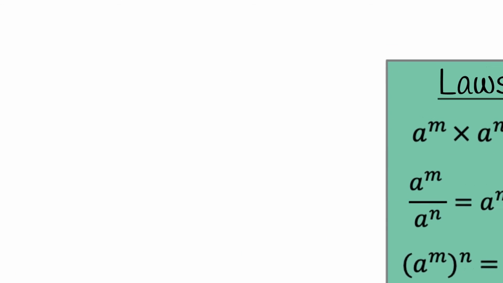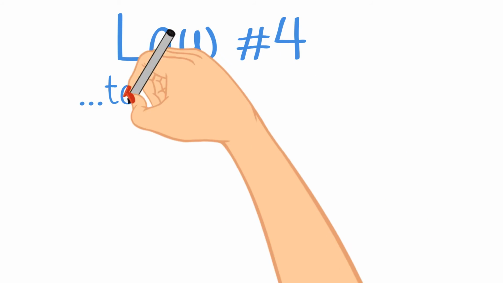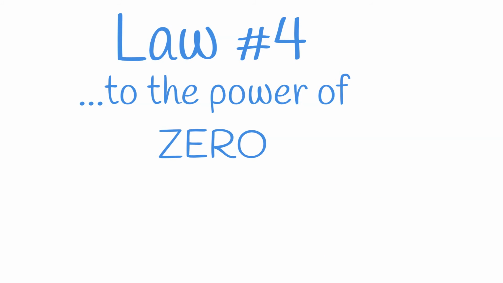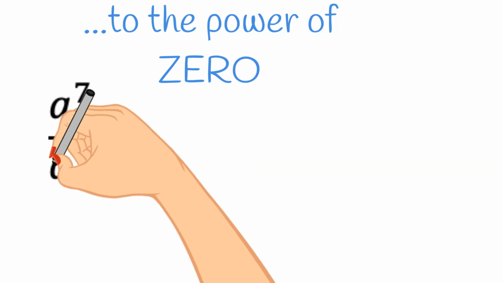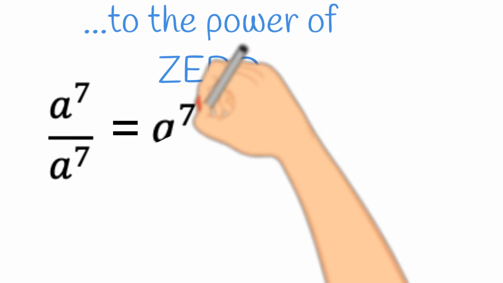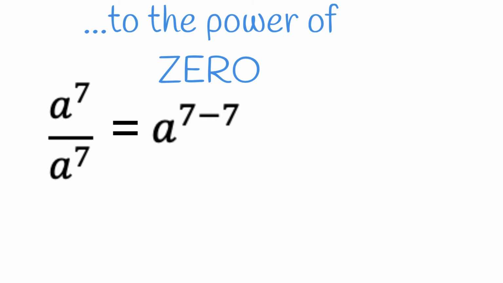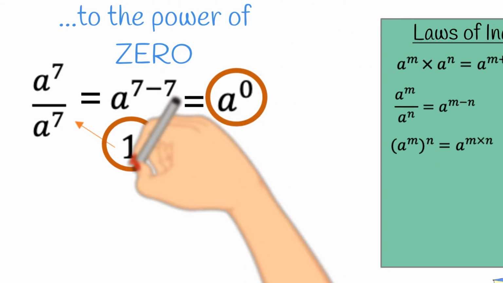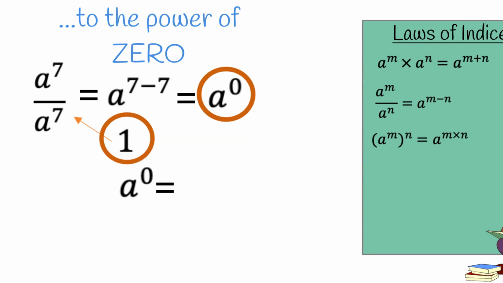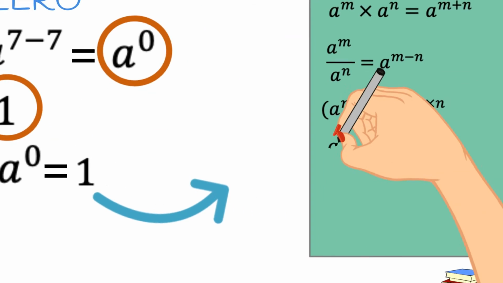Law number 4 is slightly different. It's when we have something raised to the power of 0, and it's a very hard one to illustrate, so we're going to simplify this expression to help you understand. Now, to simplify this, I want to use the dividing law, so a to the power of 7 minus 7, which gives me a to the power of 0. Great, I have simplified this. But common sense would also tell me that anything divided by itself gives me 1. So a to the power of 0 must equal 1. Please add that to your laws of indices.